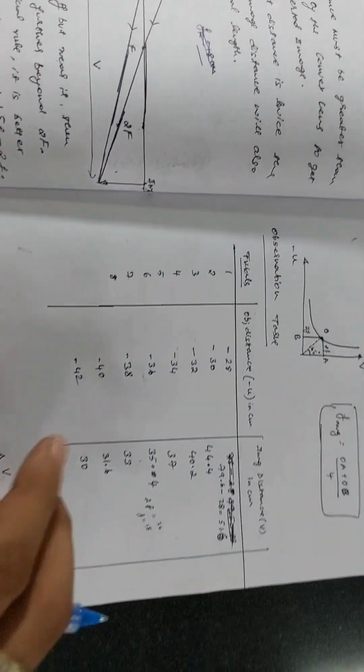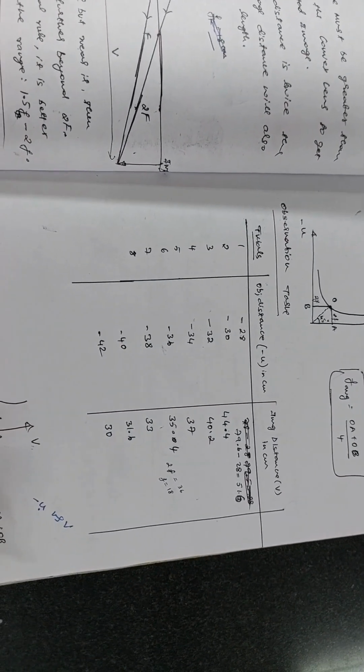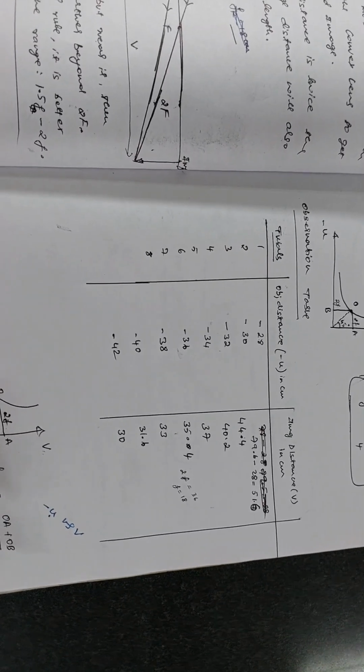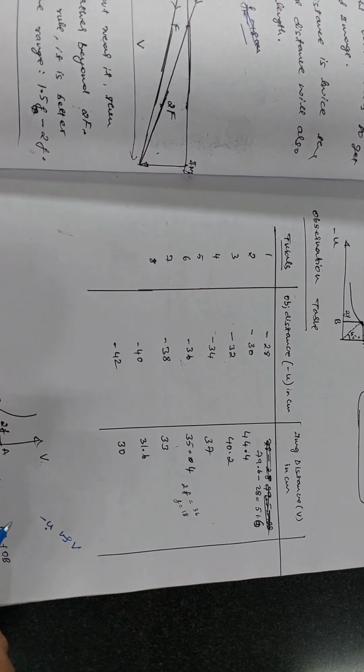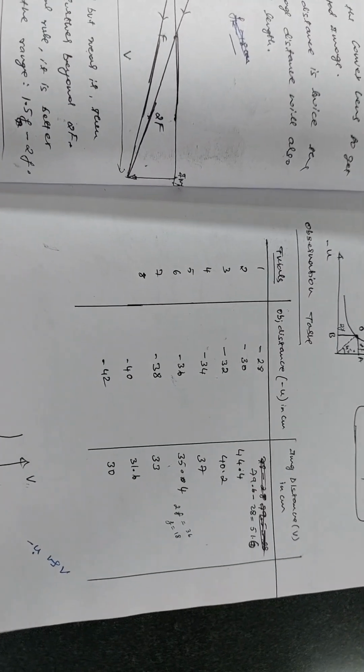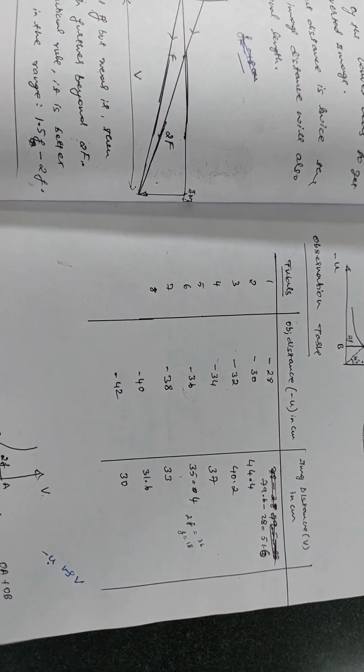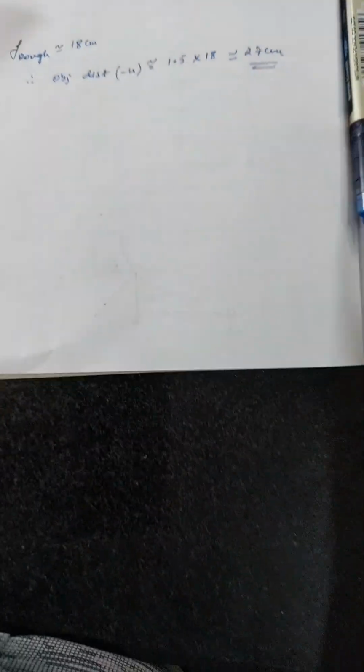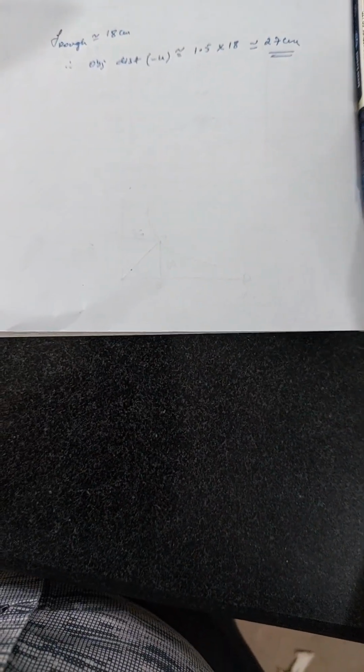Then the observation table looks something like this. I have already taken the values. I'll show you 2 of the values. So you have to take at least 6 observations because you are plotting the graph. Now I'll show you how to take the observations. So now let's start with the observations.